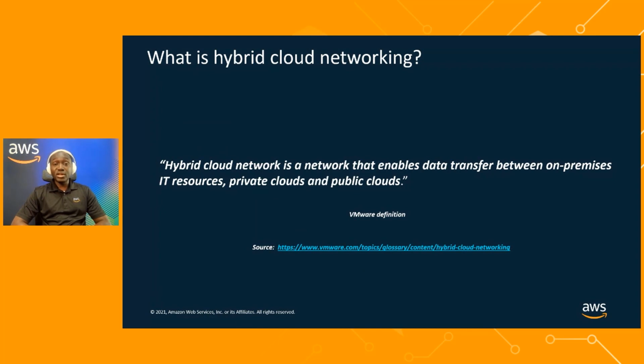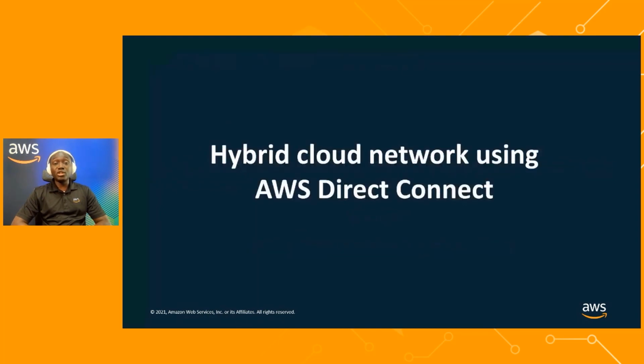And that is why in this session, we are going to go through how you can use AWS Direct Connect to do this hybrid network connectivity to allow you to design a robust network architecture for VMware Cloud on AWS in a hybrid model. So what is Direct Connect?